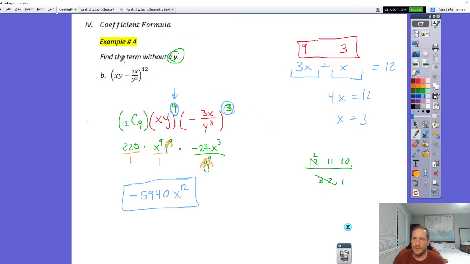So again, you were told to find the term without a y. So the whole term would have x in it. I'm not going to ask you that because I'm just not. I would say find the coefficient of the term that doesn't have a y. So your answer to me is just the number. You'd say negative 5,940, and that's it.